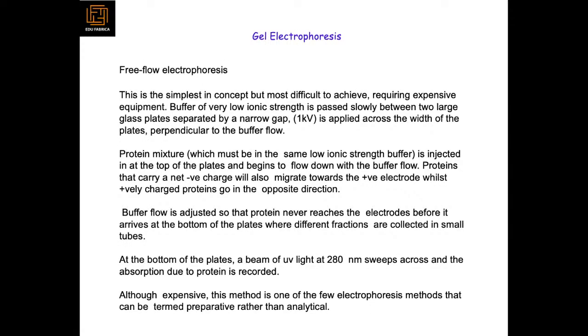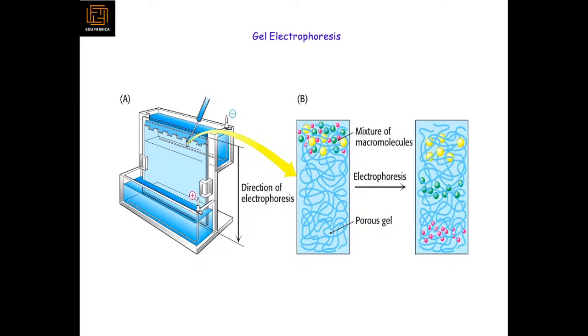In this, if you see, the gel will be running vertically from negative to positive, and you put your protein, the mixture of macromolecules, here. The smaller ones will go faster and will be at the bottom over this porous gel, then the green ones in the middle and the yellow ones at the top. In this way, you can separate all your proteins.